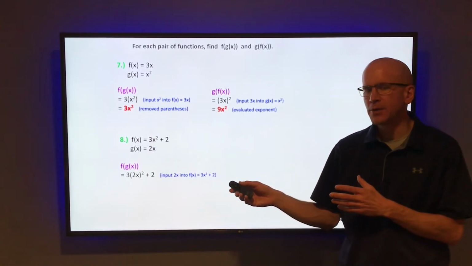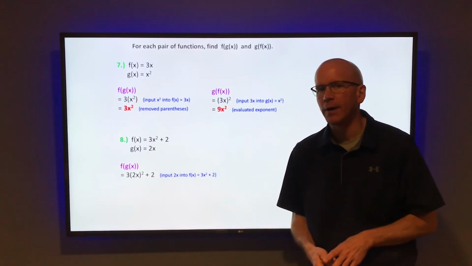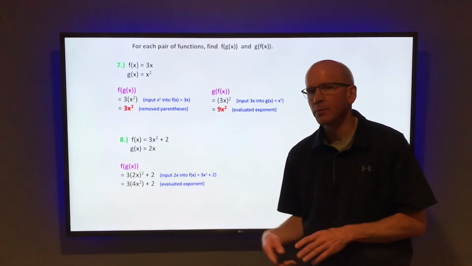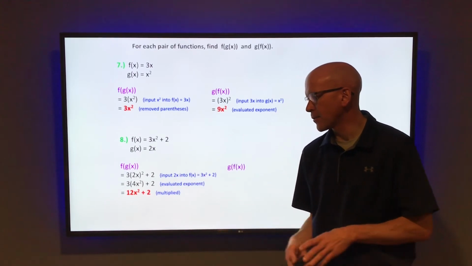Follow your order of operations, evaluate the exponent. So 2x squared, that would be 4x squared. So 3 times 4x squared plus 2. Multiply the 4x squared by 3, that is 12x squared plus 2. And that's as far as you can go with that.